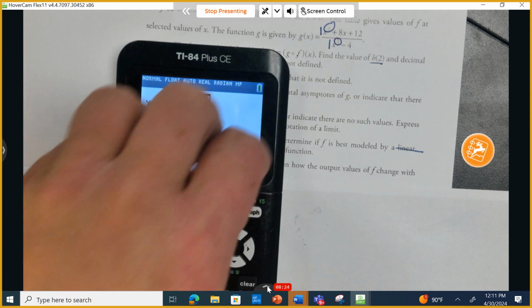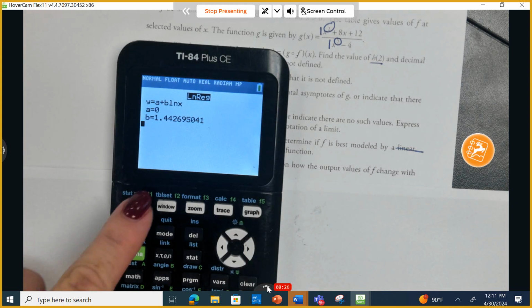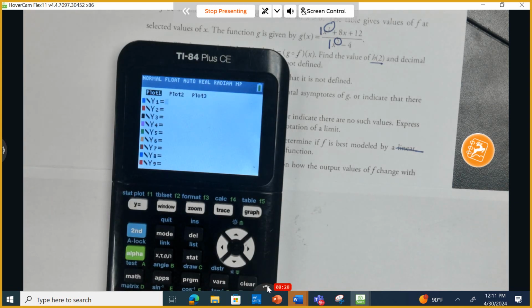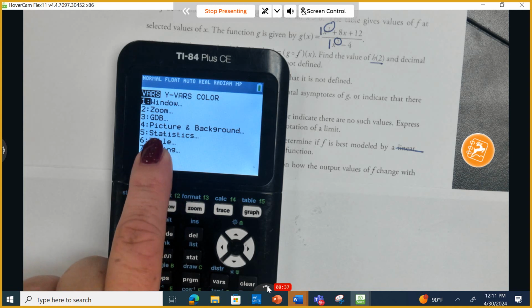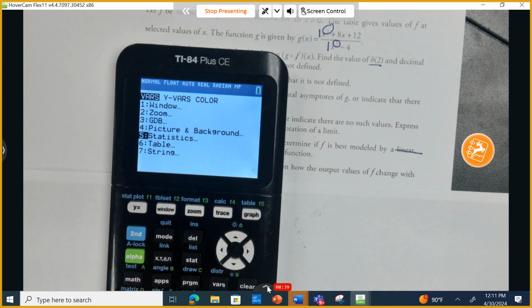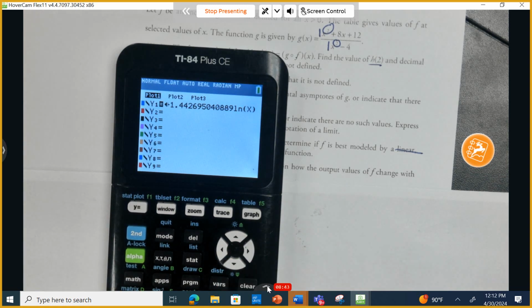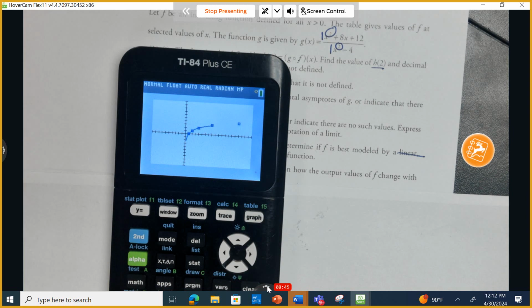Now how can we take this information and put it into a graph? Go up to y equals, and we can paste that in like a copy and paste from a computer by hitting the button vars, going down to statistics, then go to equation and press enter. Now when we graph it, we can see that the graph doesn't necessarily go through every single point, but it uses those points to calculate like an average to come up with this graph.